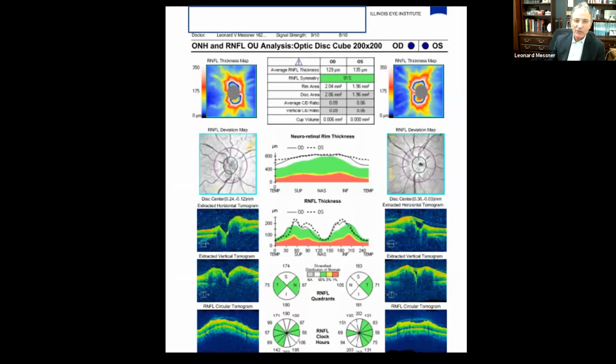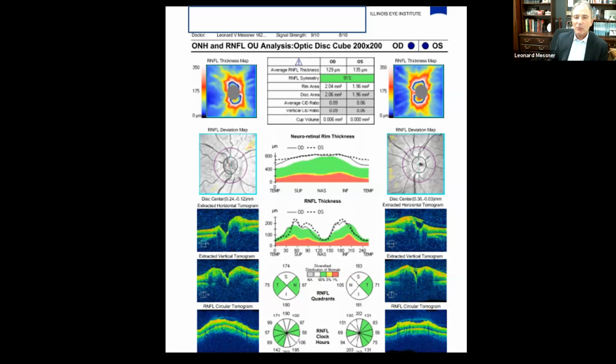And what you can see is that 6 months later, her optic nerves, her nerve fiber layer thickness is coming down pretty well. 129 microns on average on the right side, 135 on the left. But I want to call your attention to this. You need to be careful.